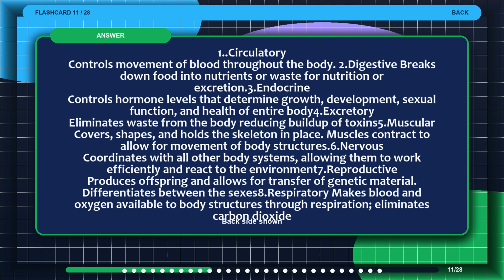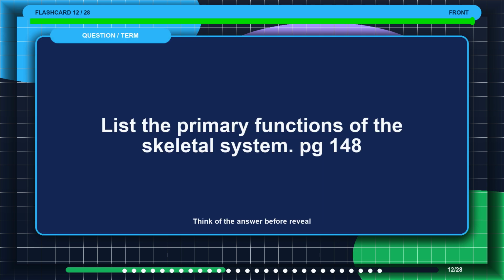4. Excretory eliminates waste from the body, reducing buildup of toxins. 5. Muscular covers, shapes, and holds the skeleton in place. Muscles contract to allow for movement of body structures. 6. Nervous coordinates with all other body systems, allowing them to work efficiently and react to the environment. 7. Reproductive produces offspring and allows for transfer of genetic material. Differentiates between the sexes. 8. Respiratory makes blood and oxygen available to body structures through respiration. Eliminates carbon dioxide.